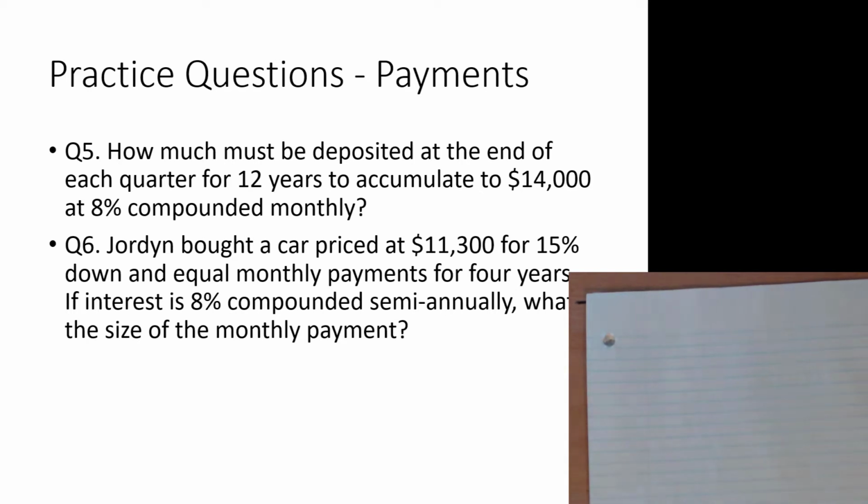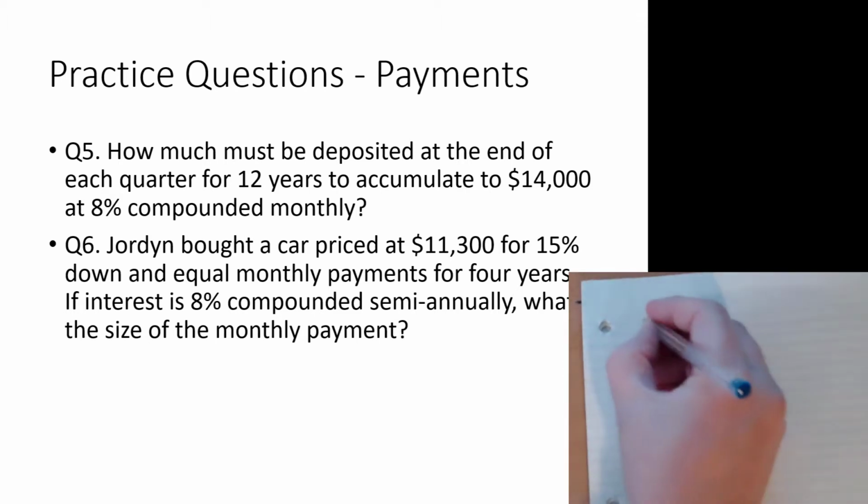Do some practice problems. The basics are very similar, virtually exactly the same as for ordinary simple annuities. Again, the only difference is the payments per year is different than the compounding periods per year, aka P over Y and C over Y are different. Okay, let's talk about payments.